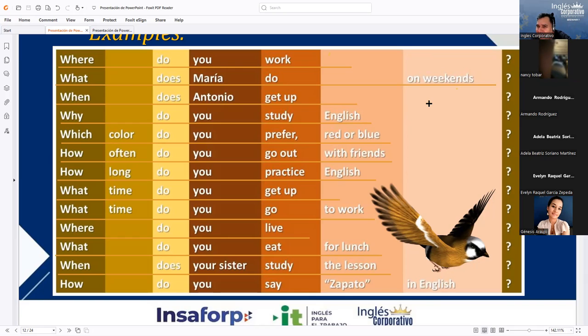Se llaman unos cantones. Okay, nice. Let's see. Then, where do you live, right? What do you eat for lunch? And you say, easy teacher. What do you eat for lunch? Chicken, salad, and rice.